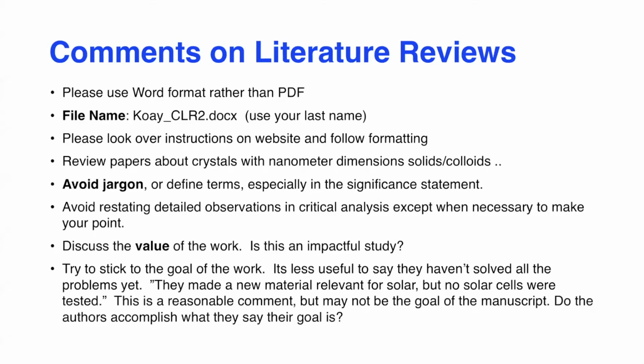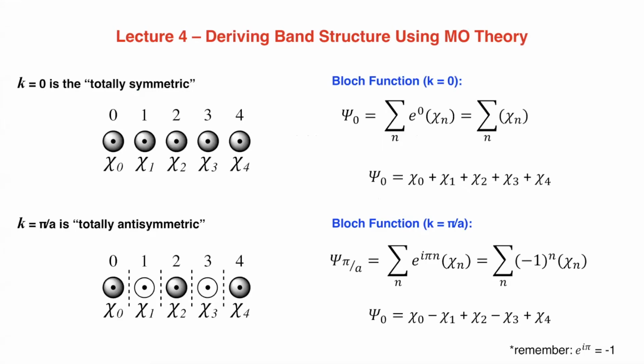So let's move on then from the literature reviews and just review a couple of things here that we talked about last time. We talked about solutions to the Bloch function, and there were two that we considered. One is where k, this momentum vector, is equal to 0, and another one where it's equal to pi over a. If you plug that k into the Bloch function, k equals 0 gives you e to the 0, which ends up being 1, and so this function is just the sum of all those basis functions without changing sign.